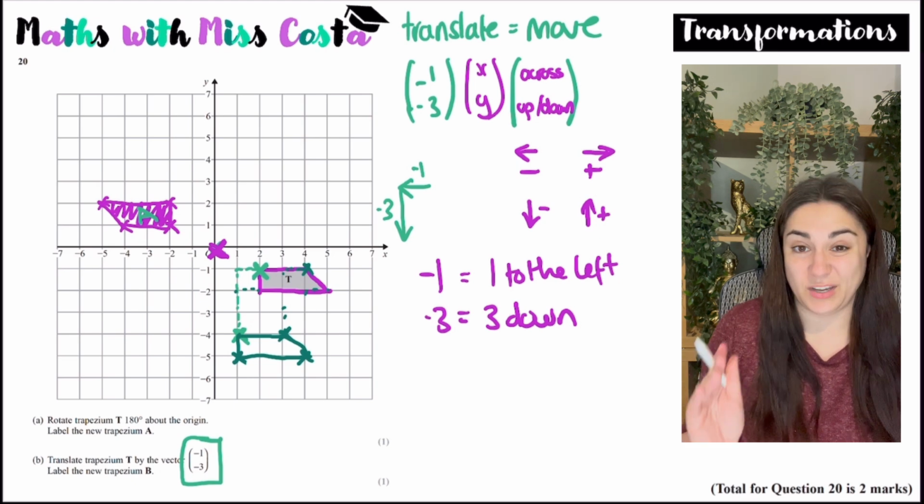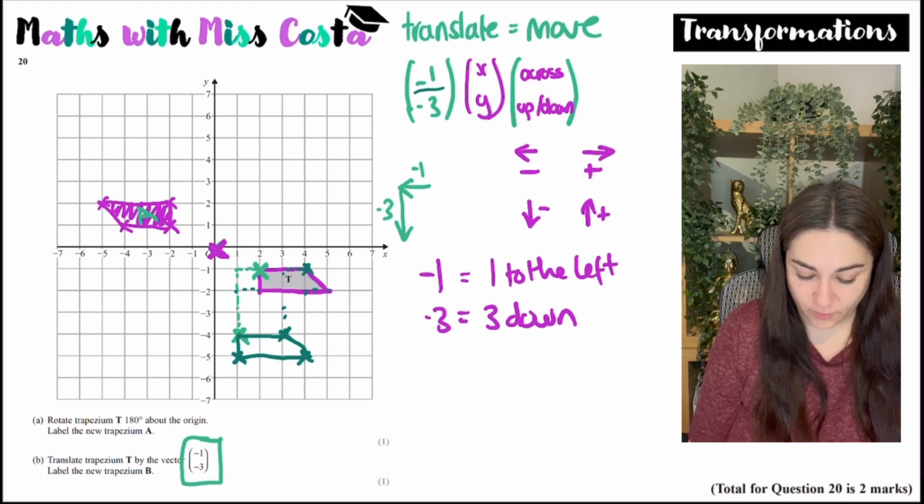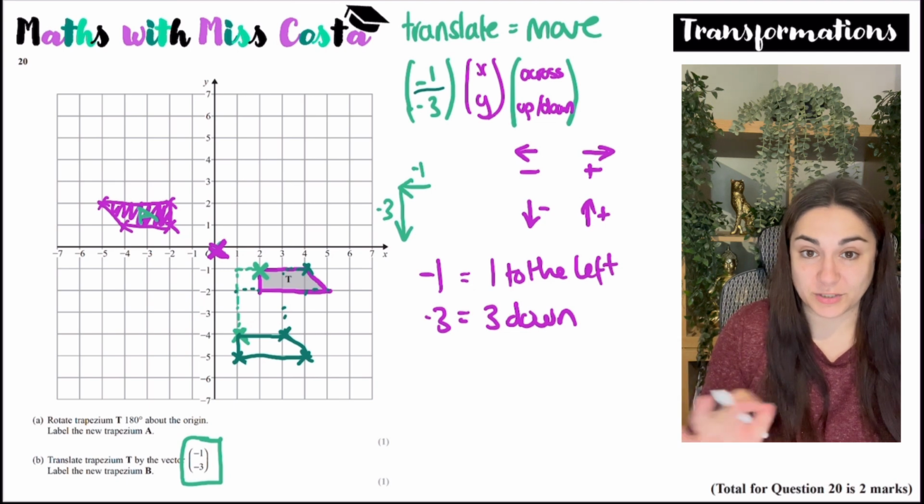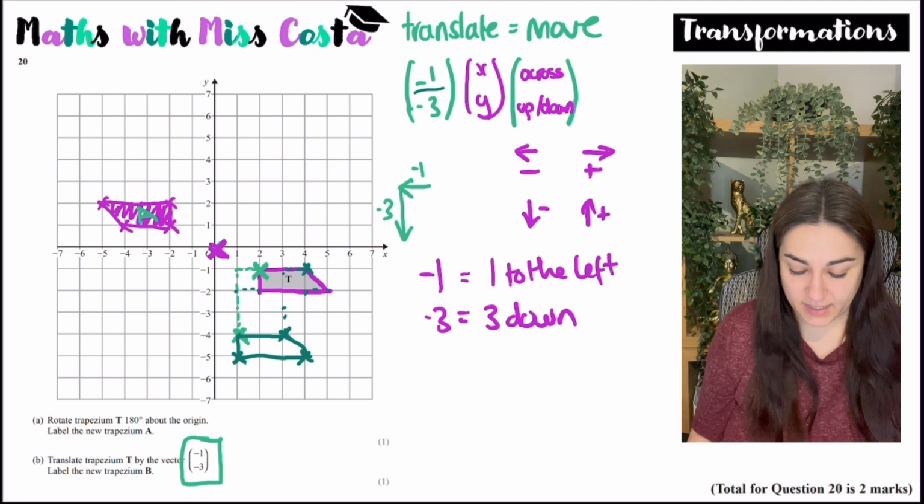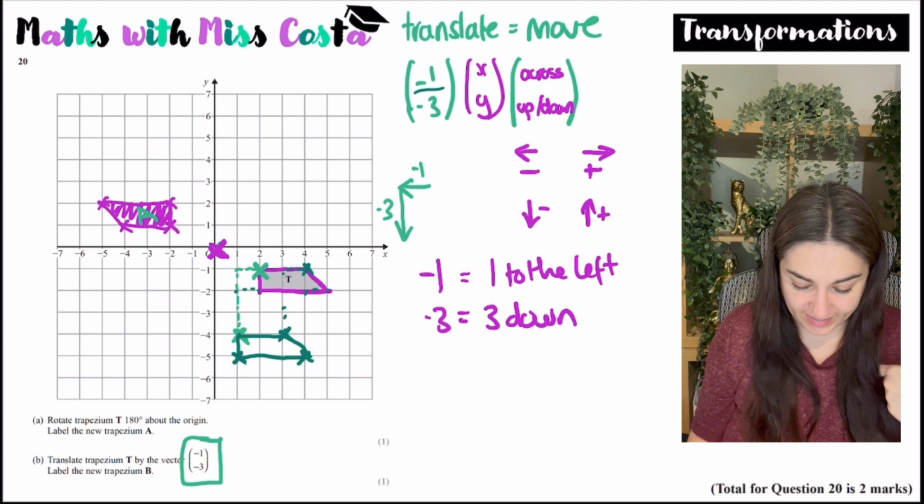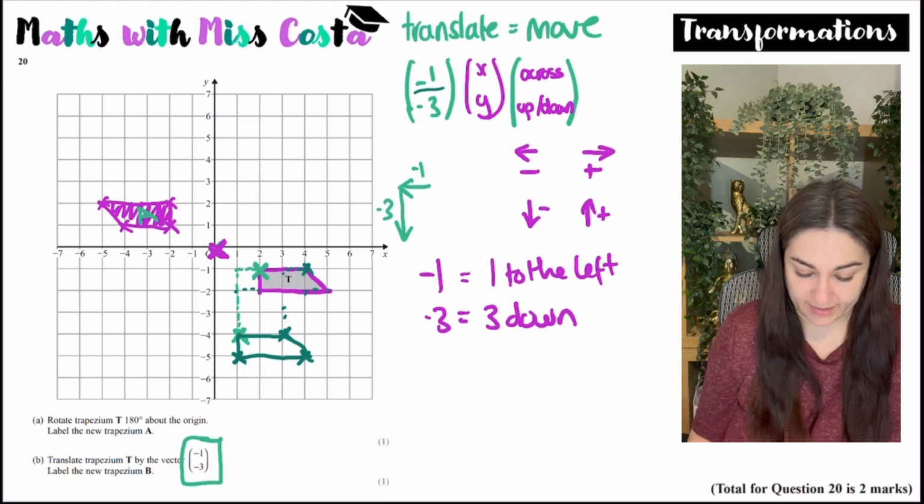So it's really important that you know that the top value is your x movement, how much it moves across. If it's negative, left, positive, it goes right, and the same for the second part.